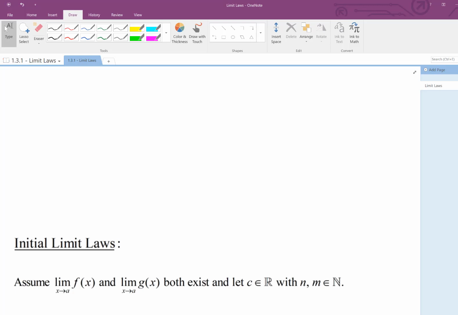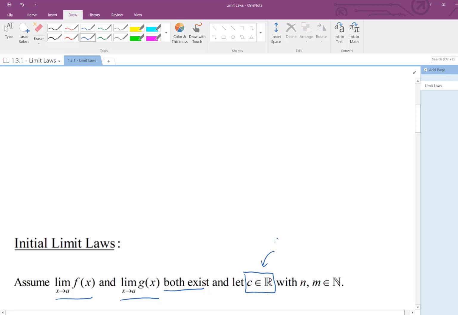We're going to assume that we have two functions, f of x and g of x, and both of these functions have limits that exist as x goes to a. So right here, the limit as x goes to a of f of x, and the limit as x goes to a of g of x. Both of them exist. We're also going to let the number c be a real number.